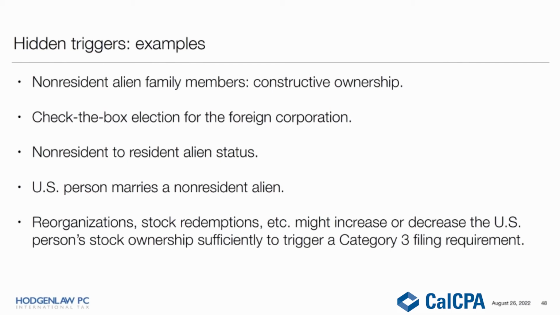But this is something you see again and again and again. Reorgs are another situation, or stock redemptions. I mean, let's say that you own 9% of the stock of a foreign corporation. Some other shareholder's stock is redeemed, and suddenly you own the same number of shares, numerator, over fewer outstanding and issued shares, denominator, and you're above the 10% threshold. Then you've got a category 3 problem.